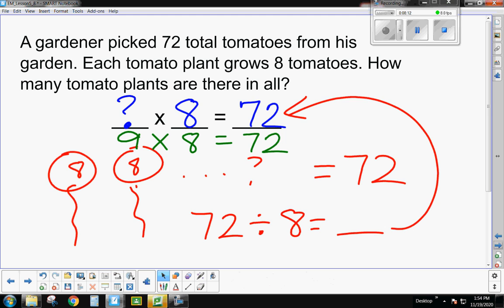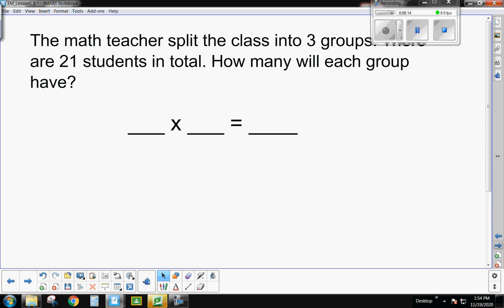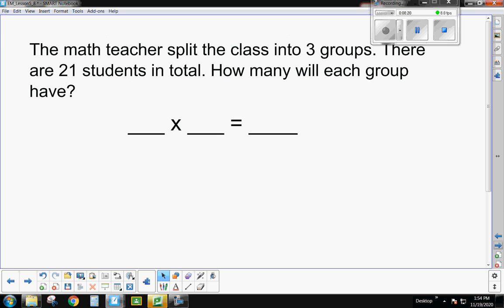All right, let's look at another problem. The math teacher split the class into 3 groups. There are 21 students in total. How many will each group have? So let's start drawing a picture of what we're doing here. Go ahead and pause the video. I want to see if you can come up with a good picture that matches this problem.